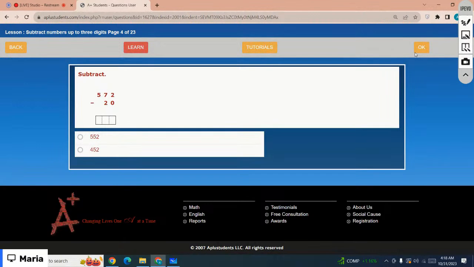Okay, the next one is 572 minus 20. So which is the correct option? How do you subtract? 572 minus 20, which is the correct option? Very good. That is 552.